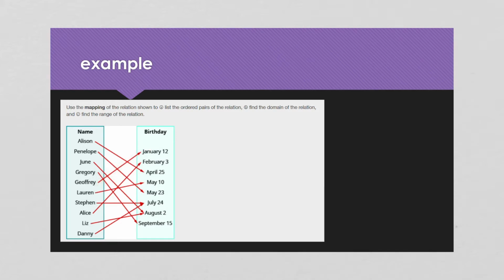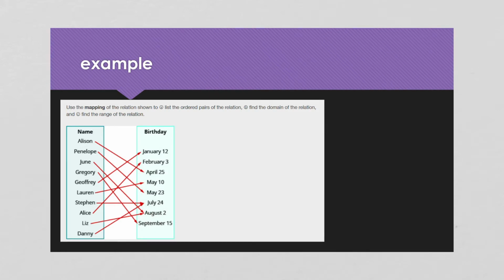Jeffrey has a birthday on January 12th. Lauren has a birthday on May 10th. Alice has a birthday on February 3rd. Liz has a birthday on August 2nd. Danny has a birthday on July 24th. Look, Danny and Steven, which I think I missed Steven. Anyways, Steven and Danny have the same birthday. That's okay. People are allowed to have the same birthday. Also, look who else has a shared birthday, June and Liz.